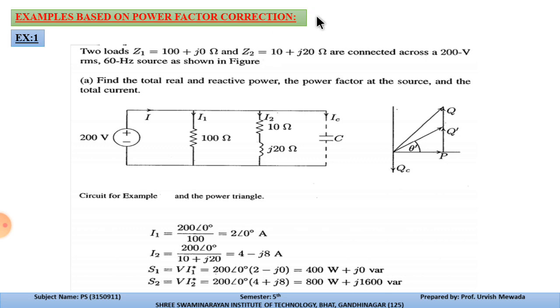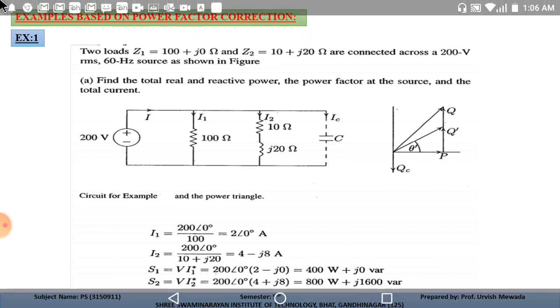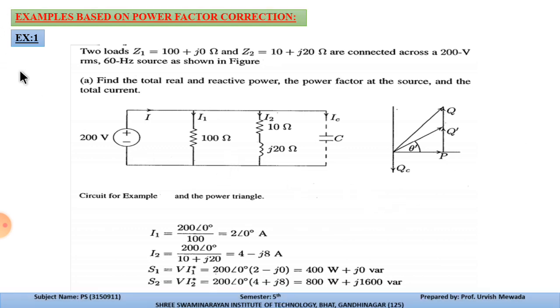So this is the example to correct the power factor of the circuit. As we improve the power factor of the circuit, we can reduce the current consumption of the circuit. So here one circuit is drawn. You can see that this is the source, voltage is 200 volt, and the circuit has three branches, same as the previous example. First branch has only resistance, second branch has resistance and inductor, and third branch has only capacitor.